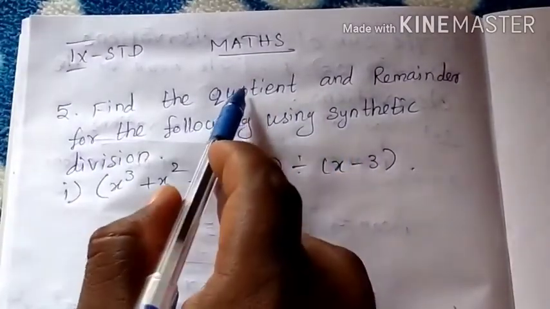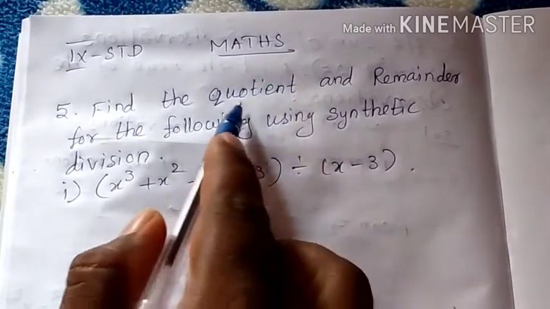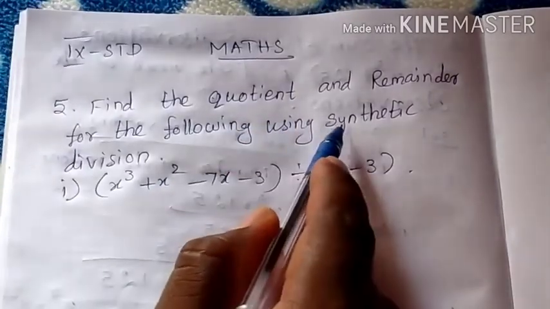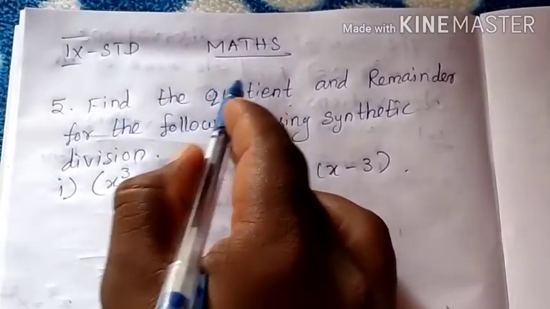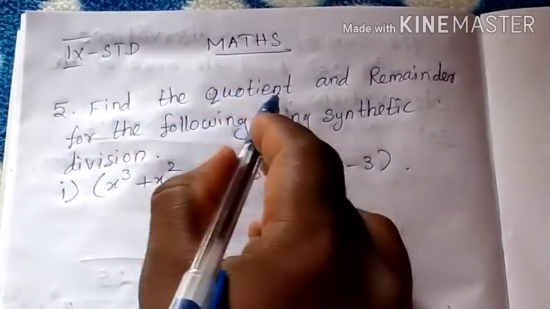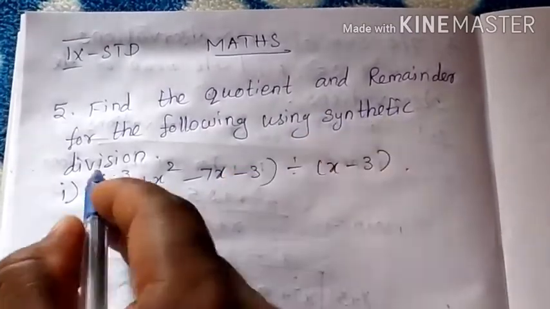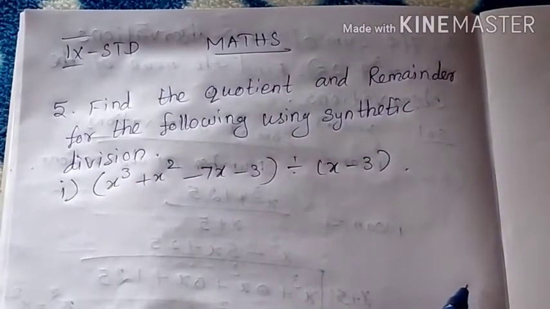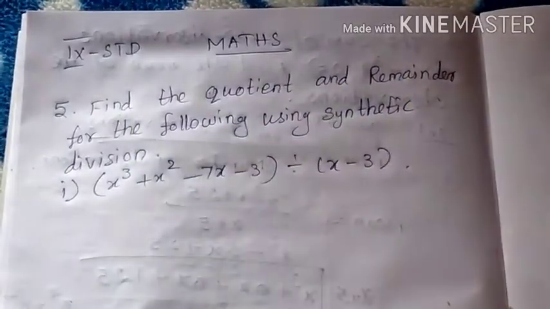In the last class, we discussed the division algorithm for polynomials. In this class, we are going to see applications of synthetic division. Exercise 3.7, fifth question. Find the quotient and remainder for the following using synthetic division. Here, find the quotient and remainder using the synthetic division method.